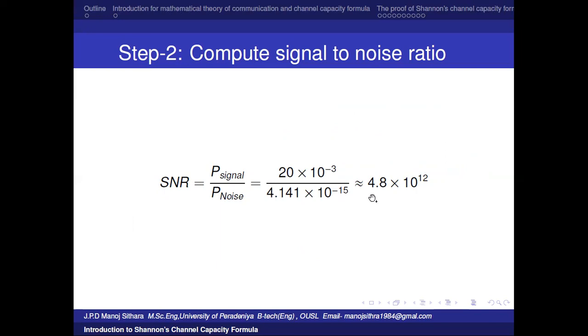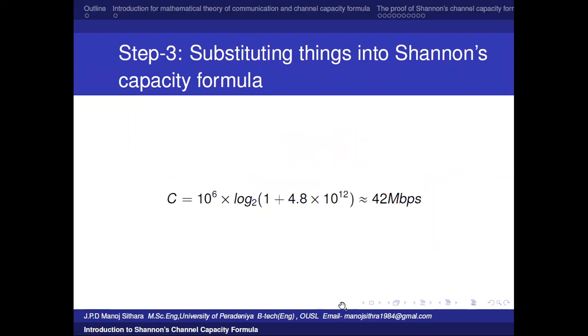Now, finally, we can plug the numbers into the Shannon capacity formula, and we will end up with some number. For this example, we require about 42 megabits per second for data transmission at the transmitter end, and also data receiving capability at the receiving end.